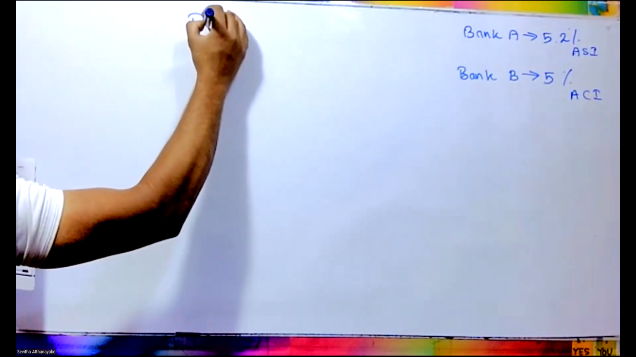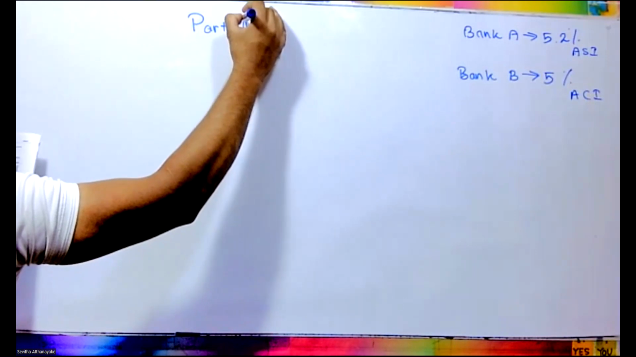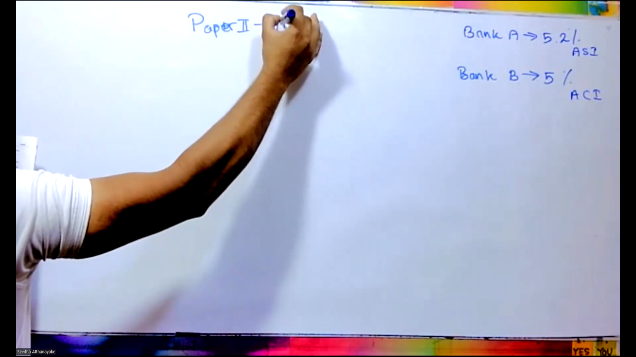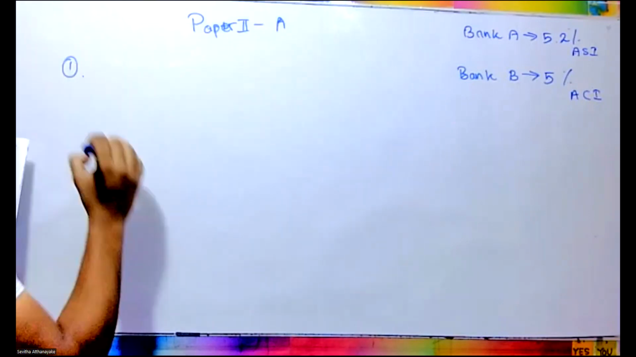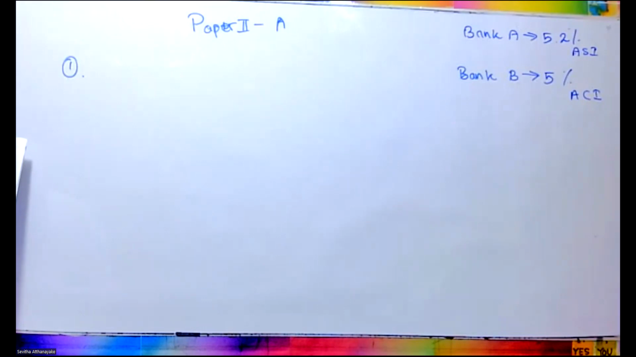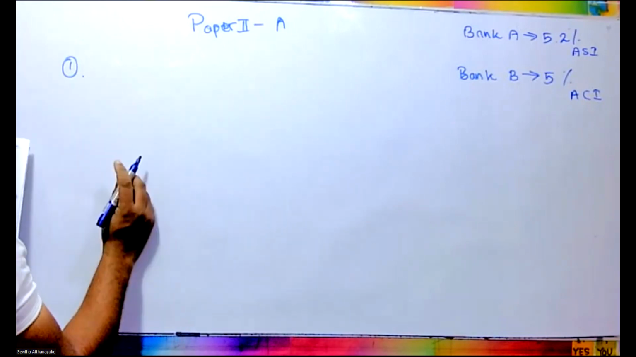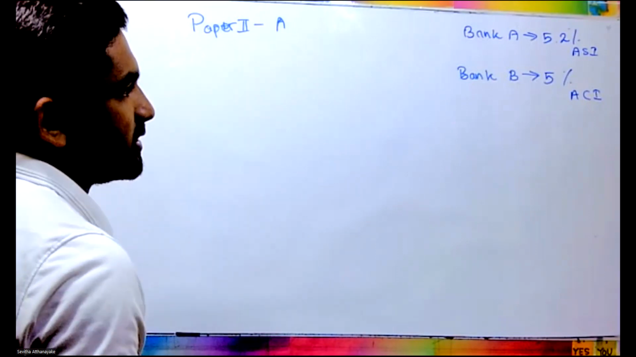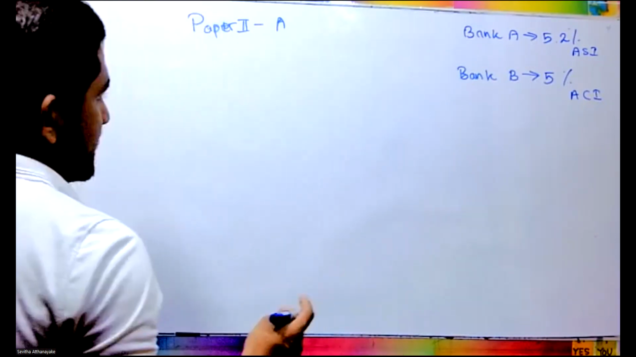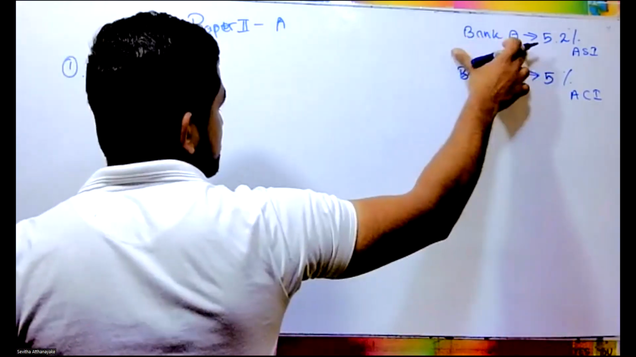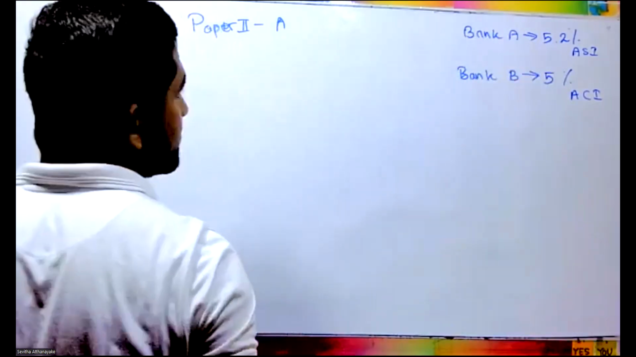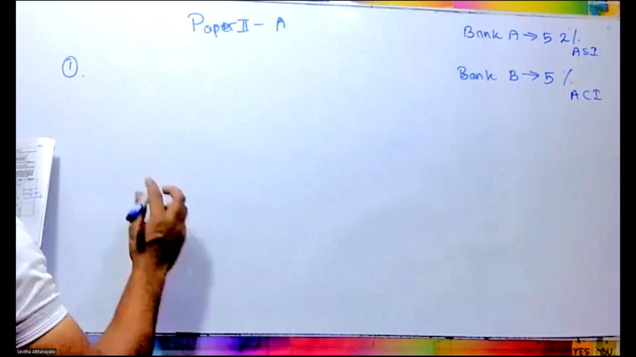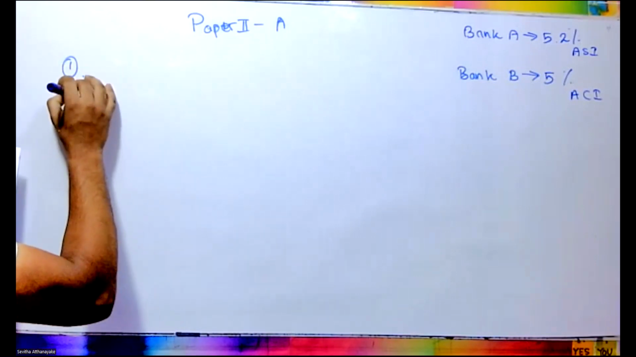This is paper 2, part A. Someone had 80,000 rupees. He deposited exactly half of it in bank A and the remaining half in bank B. Then he had 80,000. Then what is the deposit that he has deposited in bank A? 40,000 and bank B, 40,000. First one, find the interest that someone receives for a year from this deposit in bank A.